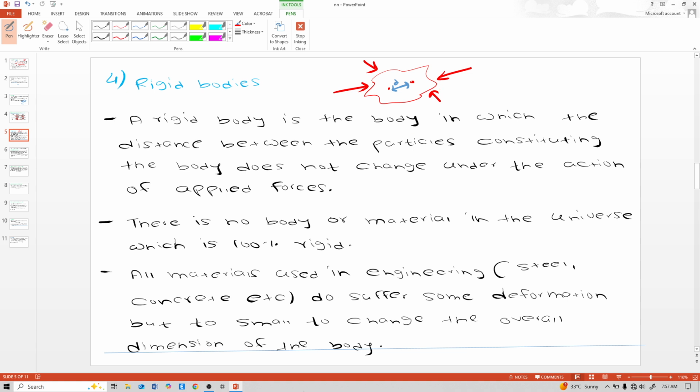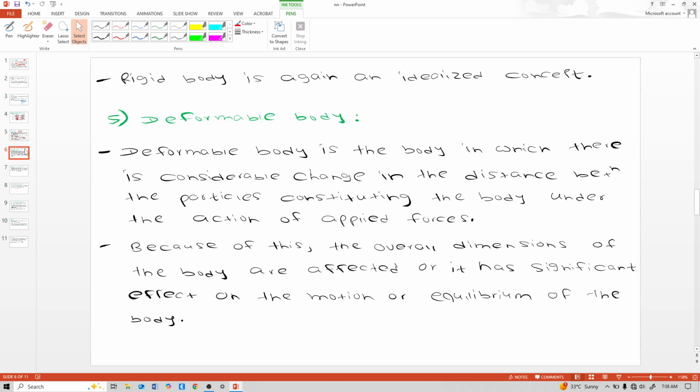Generally, that rigid body is an idealized concept. There is no body or material in the universe that is 100% rigid. All materials used in engineering, steel, concrete, etc., do suffer some deformation, but too small to change the overall dimension of the body. Rigid body is again an idealized concept.